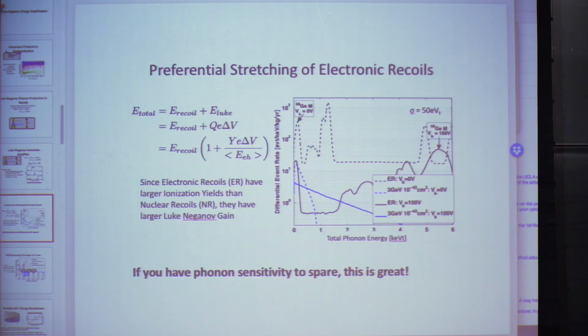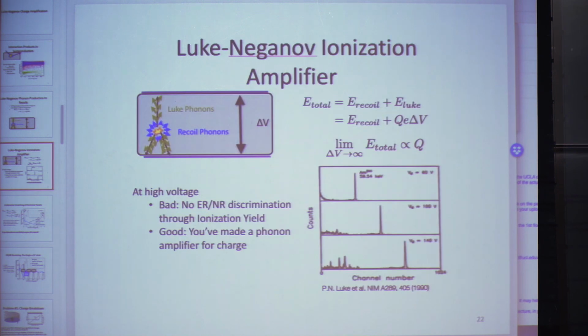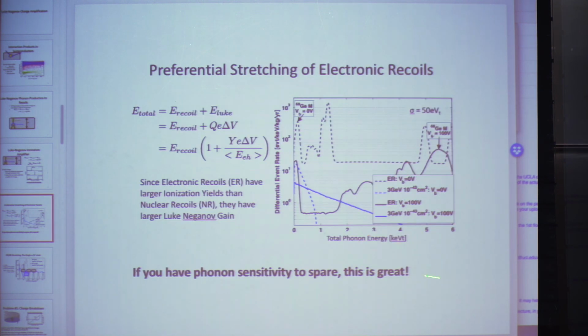So if one doesn't have that problem, what can one do with this Neganov-Luke gain? There are a few pretty cool things one can do. The first thing we want to talk about is preferential stretching of electron recoils. And again, here we're trying to come to how can we get to that coherent neutrino floor between 6 GeV and 100 meV, and 100 MeV.